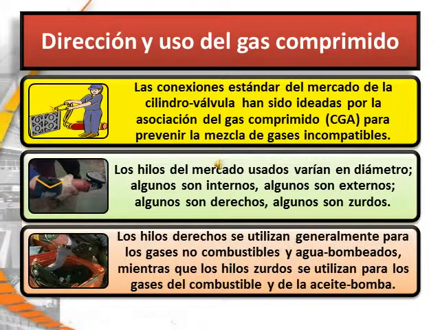Standard cylinder valve outlet connections have been devised by the Compressed Gas Association to prevent the mixing of incompatible gases. Those outlet threads vary in diameter, and some are internal and some are external. Some are right-handed, some are left-handed. In general, right-handed threads are used for non-fuel and water pump gases, while left-handed threads are used for fuel and oil pump gases.